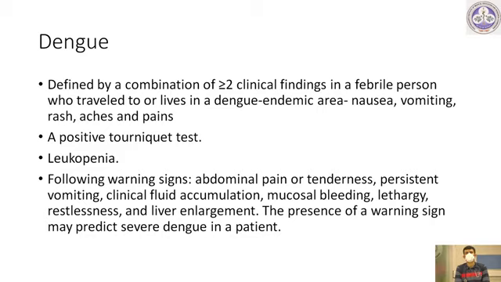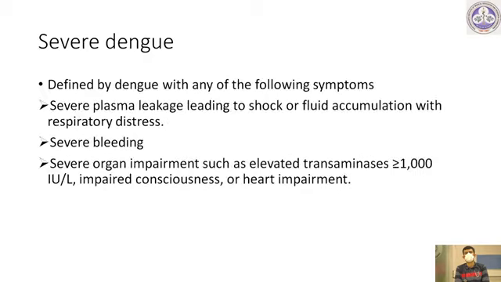It also encompasses a positive tourniquet test, leukopenia, and warning signs like abdominal pain or tenderness, persistent vomiting, clinical fluid accumulation, mucosal bleeding, lethargy, restlessness, and liver enlargement. The presence of a warning sign may predict severe dengue, but it does not contribute as a criterion for defining severe dengue. What is severe dengue?